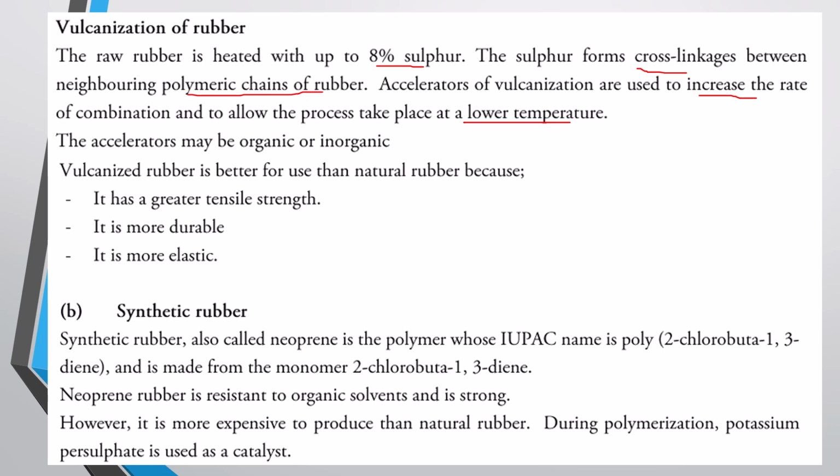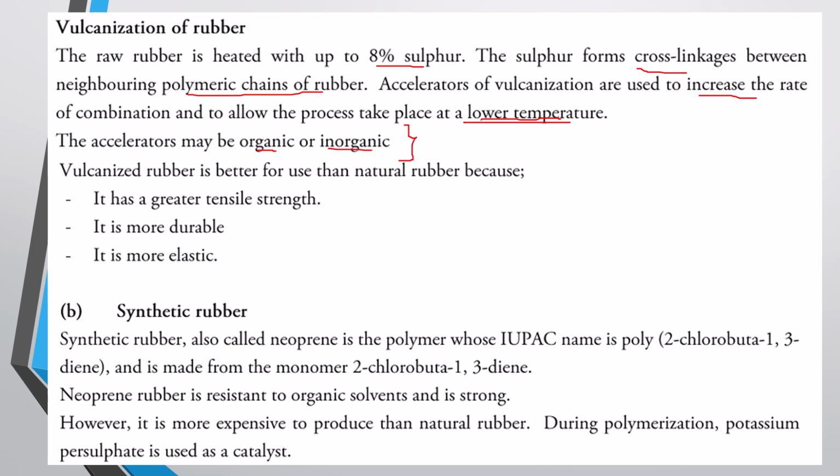So what you should note here is that we may ask you, during the vulcanization process, sulfur is used. Give or examine the importance of sulfur in the vulcanization of rubber. So its main function is to form cross linkages between the neighboring polymeric chains. And then we add accelerators of vulcanization to increase the rate of combination and to allow the process to take place at a much lower temperature so that energy is not wasted. So the accelerators that we may use may either be organic or inorganic, and this is not that important.